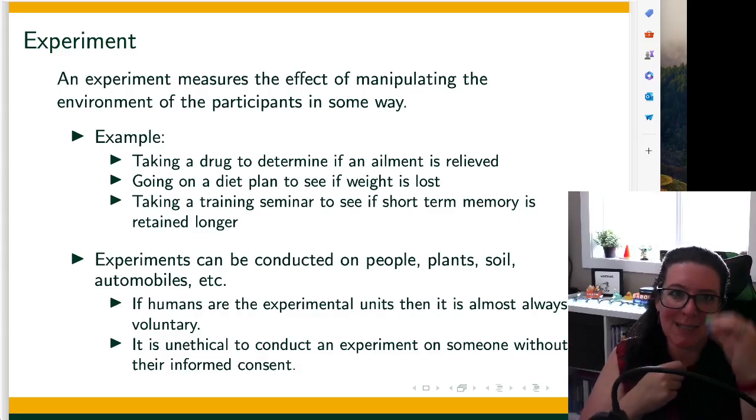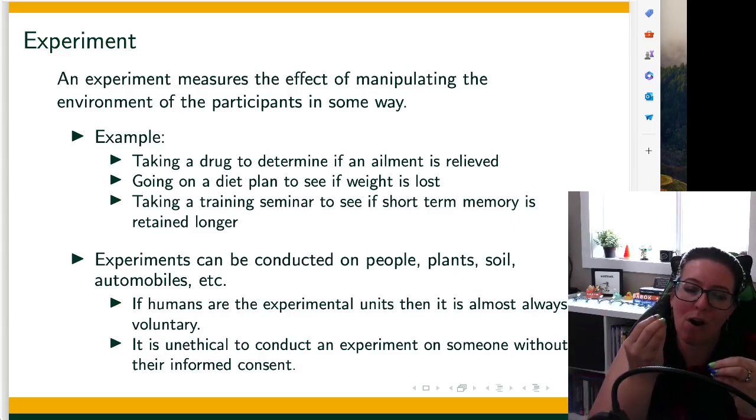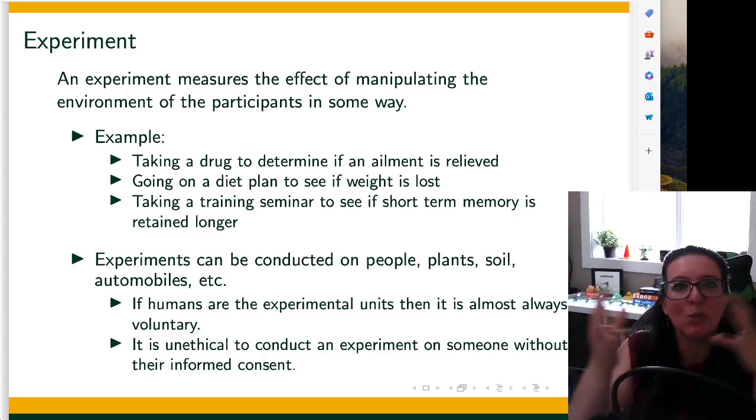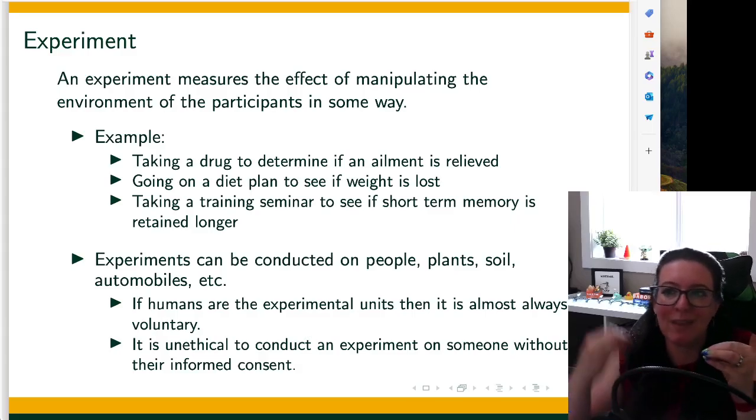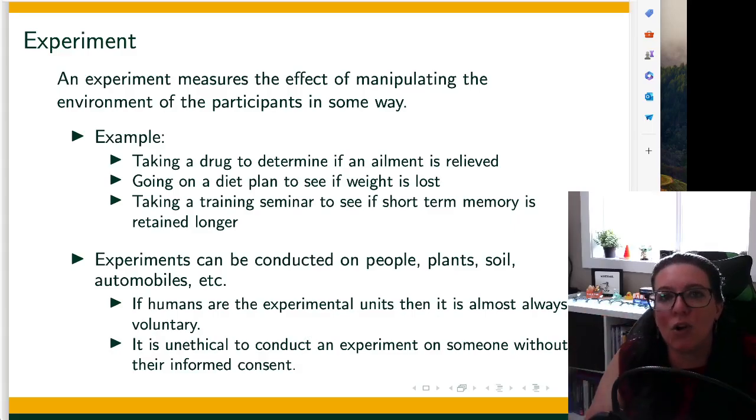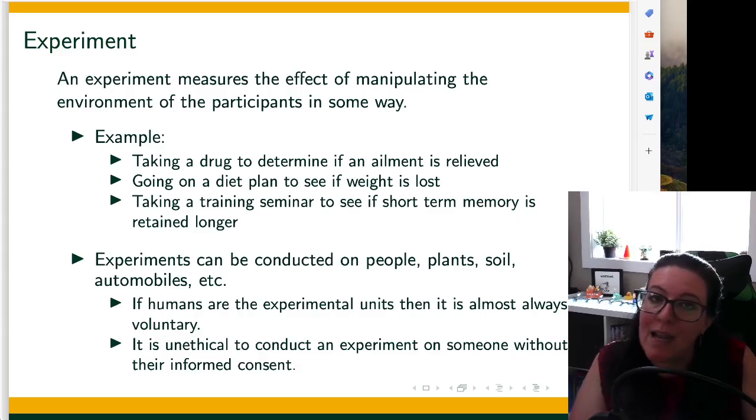So we have our independent or explanatory variable, and then we have our dependent or response variable we're trying to change. Remember, when we look at experimental design, we are really trying to get to that cause and effect. If we do this, then this happens. Whereas our other research designs really didn't get to causality, they simply got to relationships.